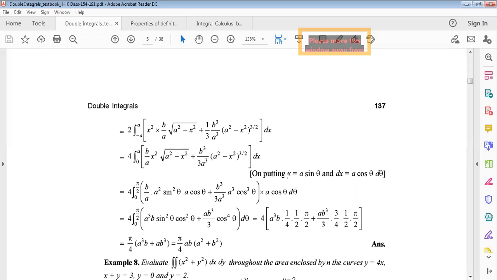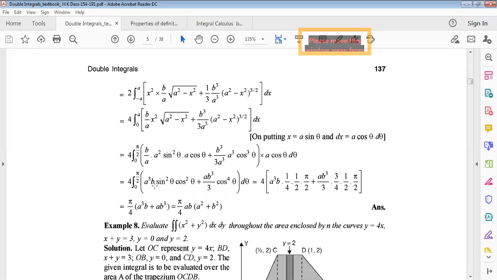Now if x equals 0, then sin theta equals what? 0. But sin theta 0, how many degrees? Only 0 degrees. This is why 0 for 0. So the limit changes to 0 to pi by 2. Now putting x equals a sin theta and dx equals what? This. Just putting the values, and dx equals this one. Now after multiplication, we get this term and this term.